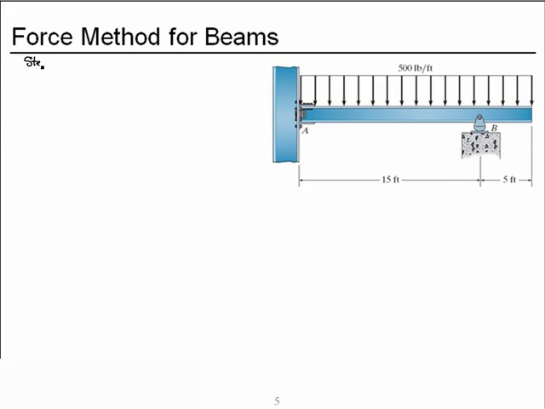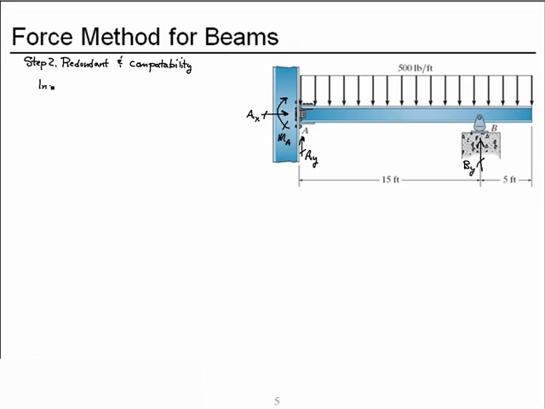Now step 2. We're going to figure out how many degrees indeterminate so we can figure out how many redundants we need. And for each redundant, we're going to write an equation of compatibility. We have a vertical reaction at A, a moment reaction at A, a horizontal reaction at A, and a vertical reaction at B.